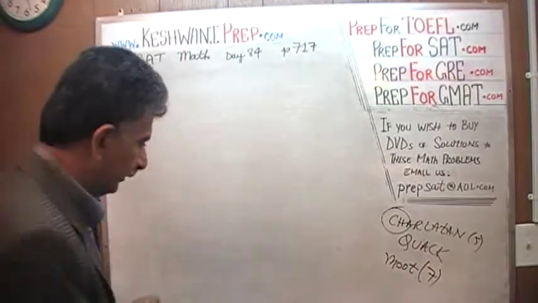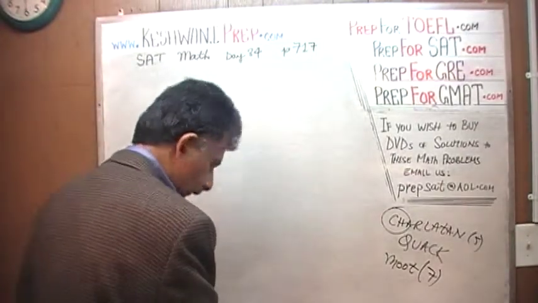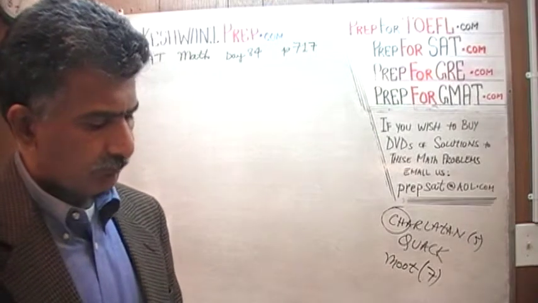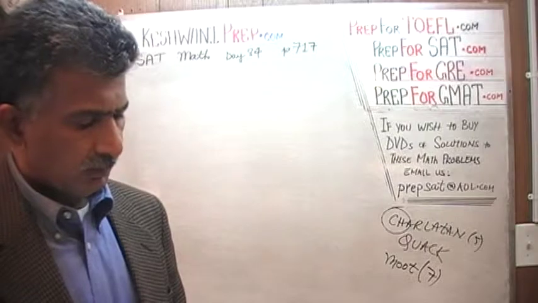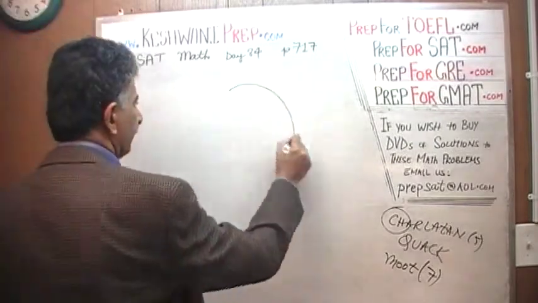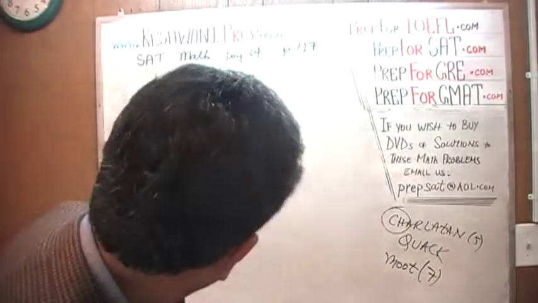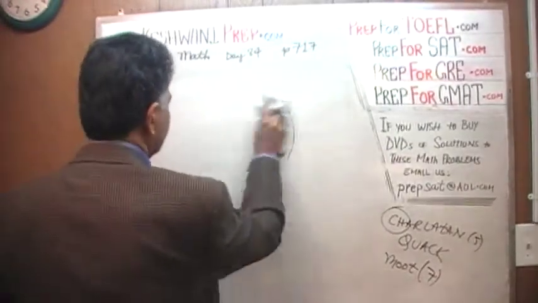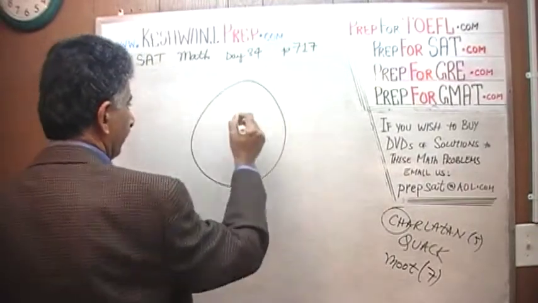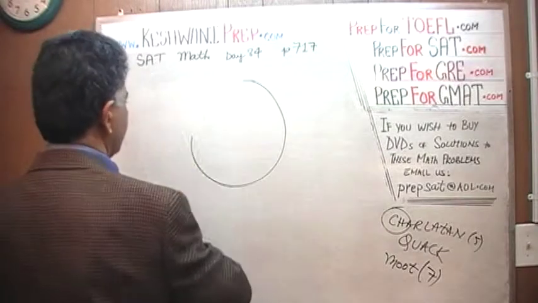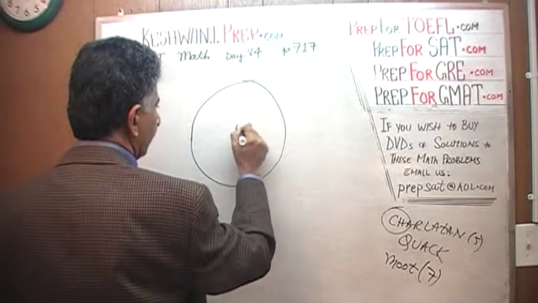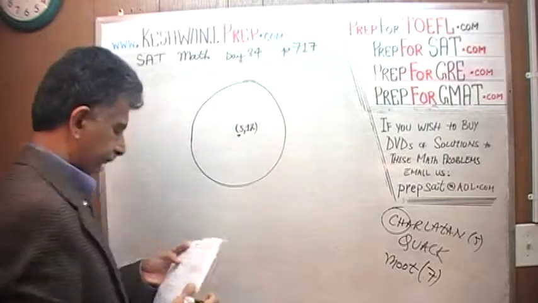The first problem that we see in the first column there, let's see what we have. It says, in a rectangular coordinate system, the center of a circle has the coordinates of 5 and 12. So let's draw a circle with the center at 5 and 12. The center is 5 and 12.